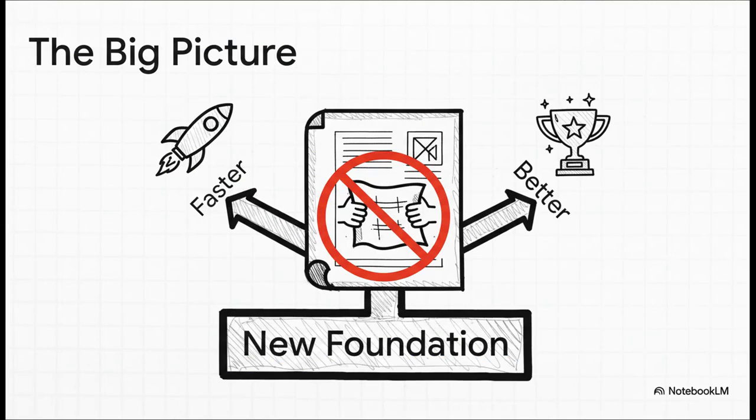So let's just sum it all up. Why does this matter? Well, first, it's a whole new philosophy. Stop aggressively compressing and start richly representing. The result? It's an approach that is both faster and better, and it's establishing a new foundation that we're probably going to see powering all kinds of creative AI tools very soon.